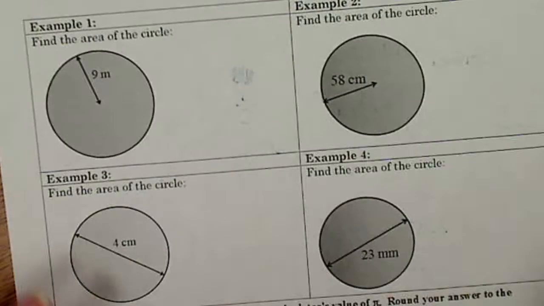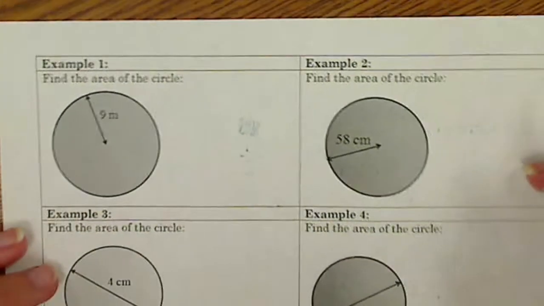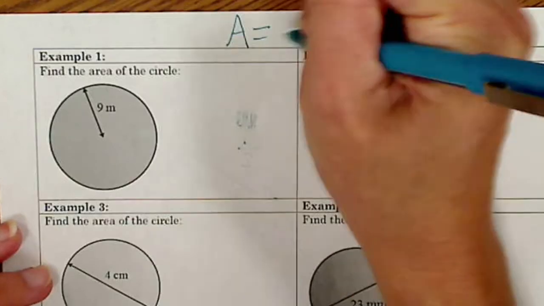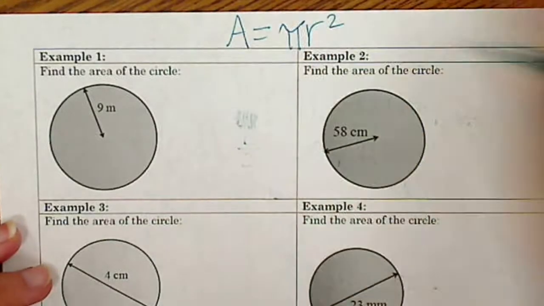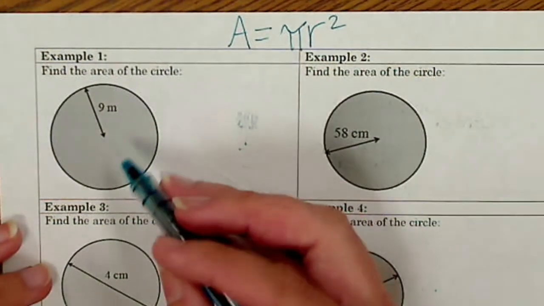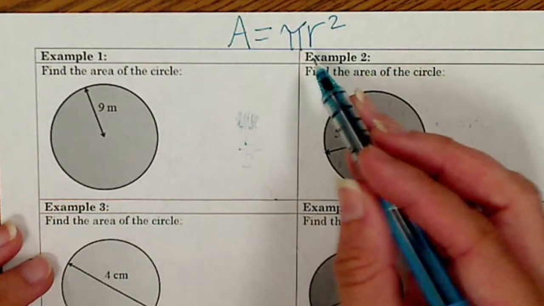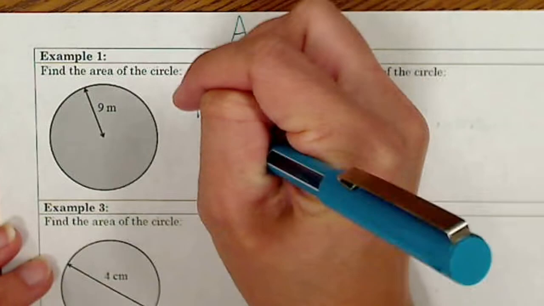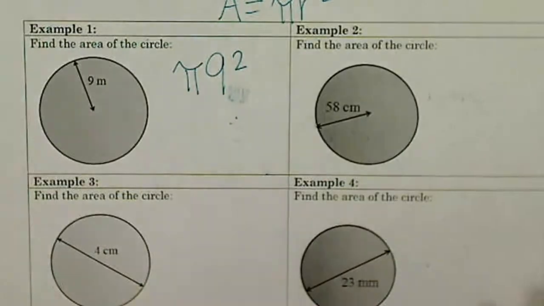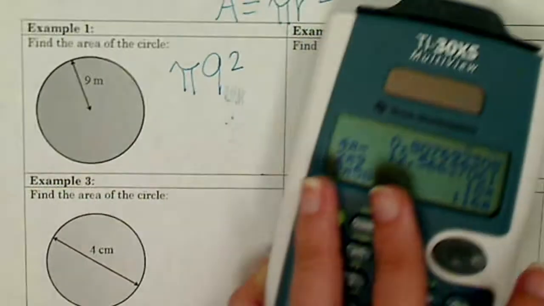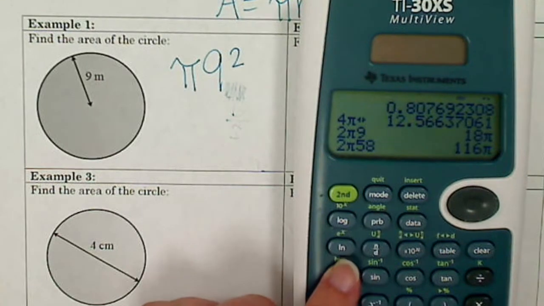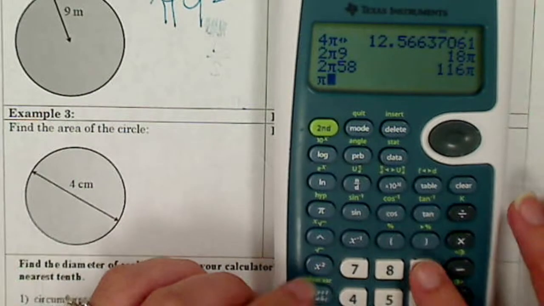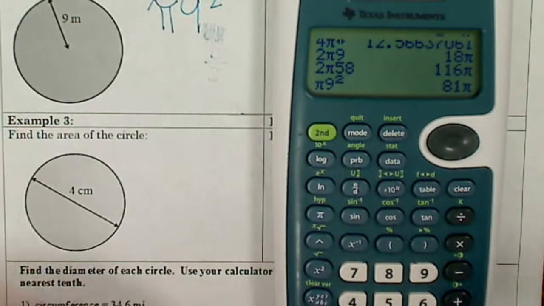Okay, now we're going to find the area. There's only one area formula, pi r squared. So in this case, you always need a radius. On the first example, we're given the radius is 9. So pi 9 squared. Type that directly into your calculator. 9 squared is 81 pi.